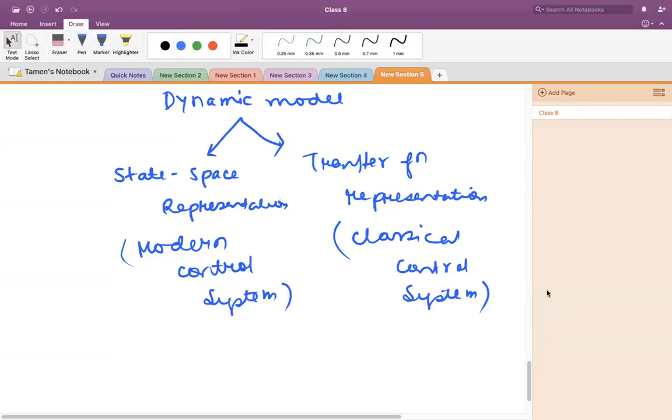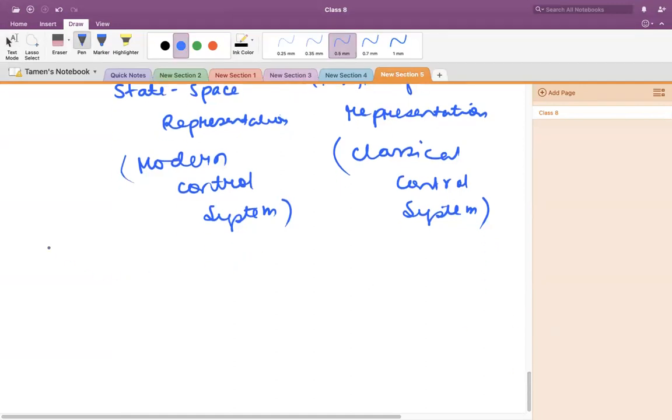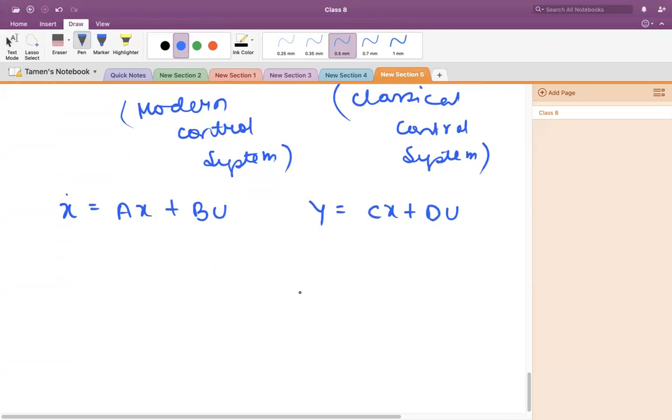So now comes, what is the state space representation? I need to begin with a simple example, like x dot equal to ax plus bu, y equal to cx plus du. Have you seen this kind of form? Not that I remember. I have seen it, but I don't remember it. Okay, no problem. These are called a state space representation.